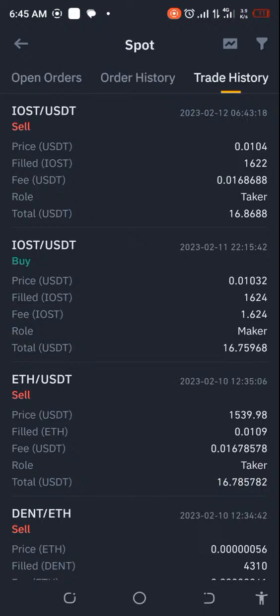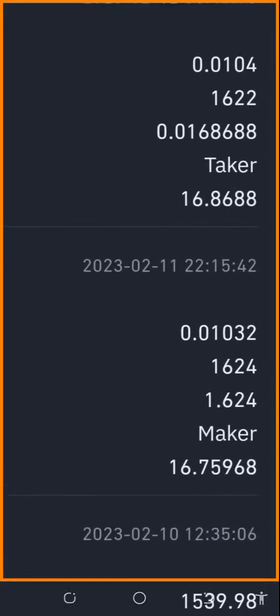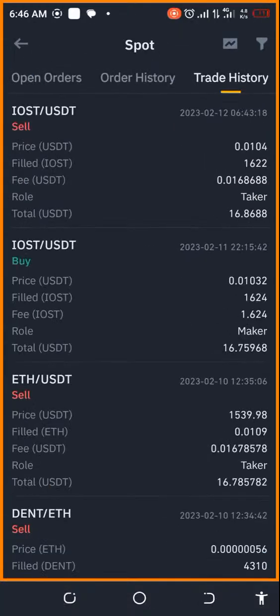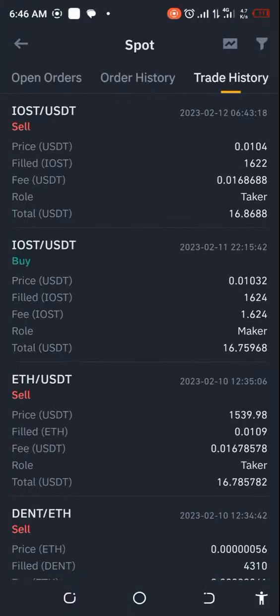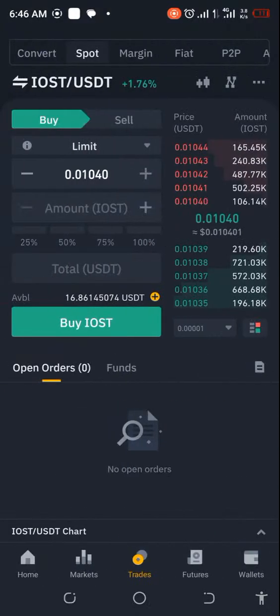So how long ago was this? Let's check the difference in time. Sorry, this was 22:15, like 10:15 p.m., and this is 6:43. So you could say about 8 hours this has been in the queue. It doesn't mean that it would not have come back, but you can always check this and make sure that whatever happens, you're still in profit. That's the most important thing.